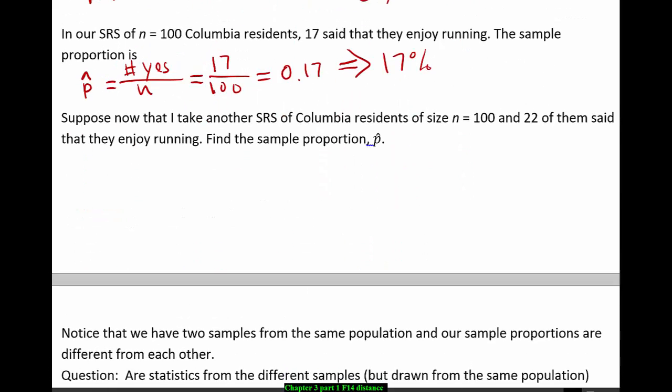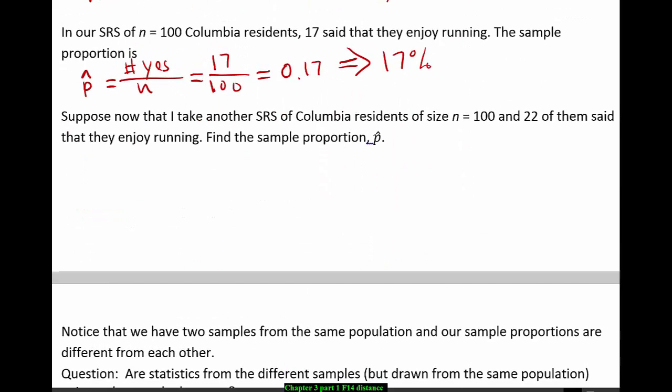Suppose now that we take another simple random sample of Columbia residents of size 100, and this time 22 of them said that they enjoy running.